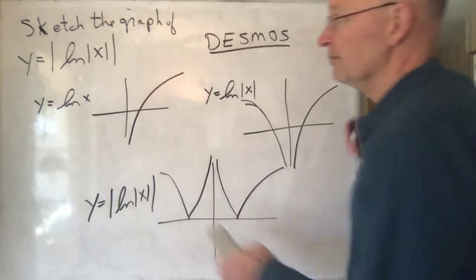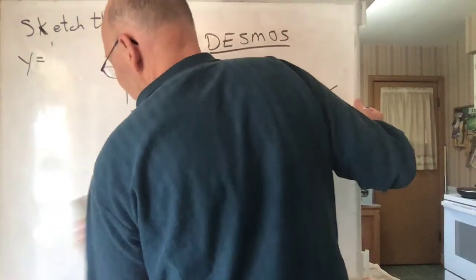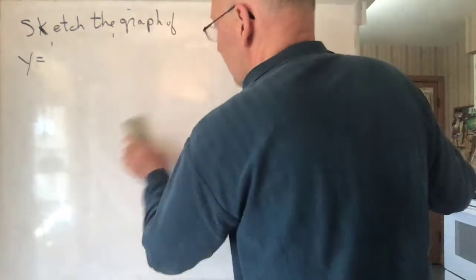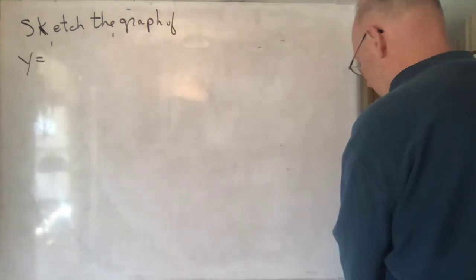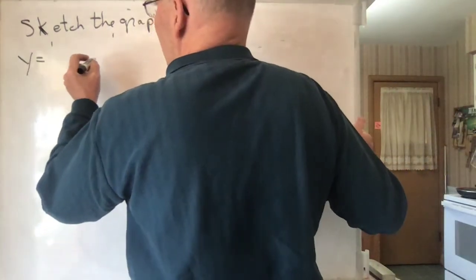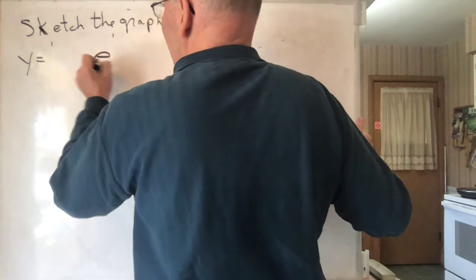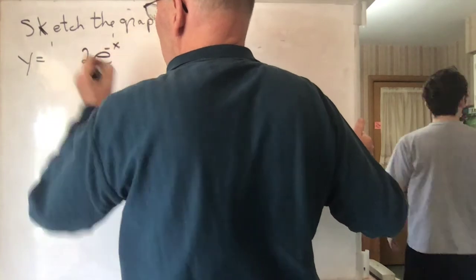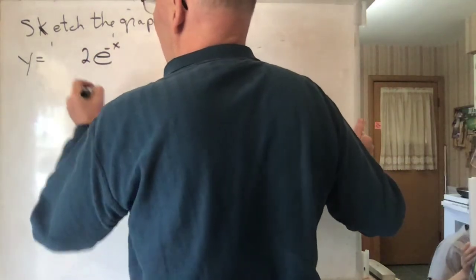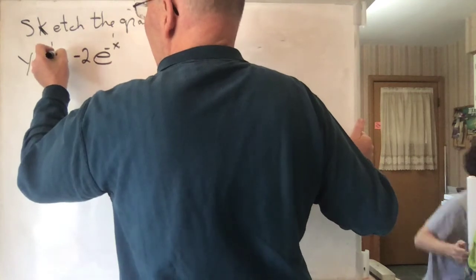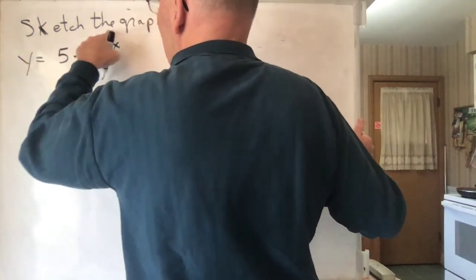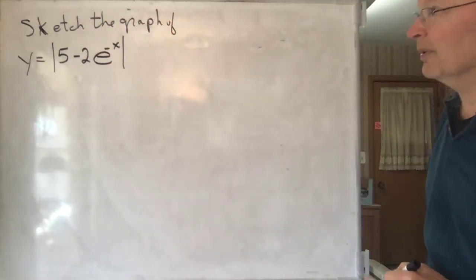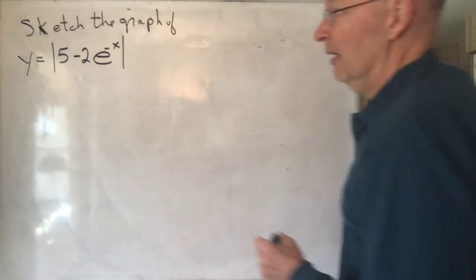Let's try one more. Let's do one with exponential. How about this one? Let's take e to the negative x and multiply it by, say, 2 or negative 2 and add 5 to it, and then take the absolute value. Let's do all those things and see what happens. Okay?